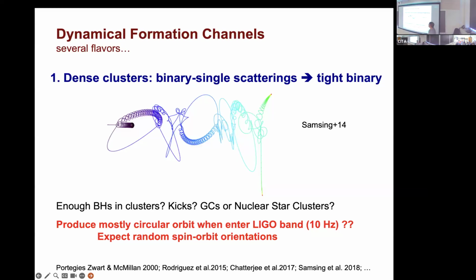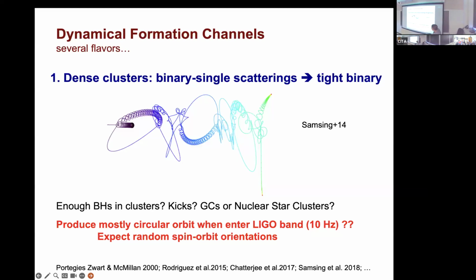When you have this kind of binary single scattering problem, it's complicated, but one possible outcome is that after this thing interacts, one of the three bodies will be ejected, taking away some energy and leaving behind a binary that's more tightly bound than before. So that's how you shrink the object, basically, right?